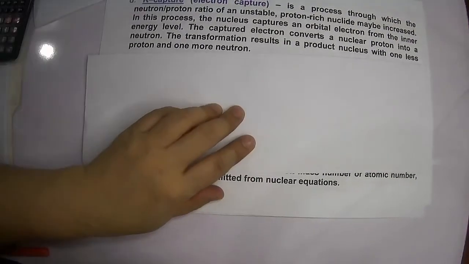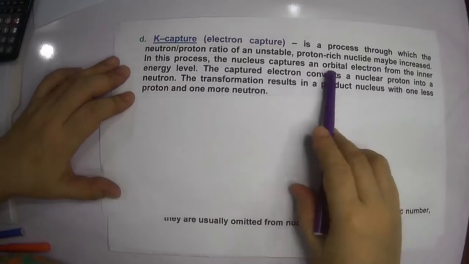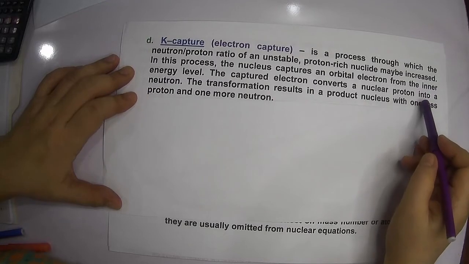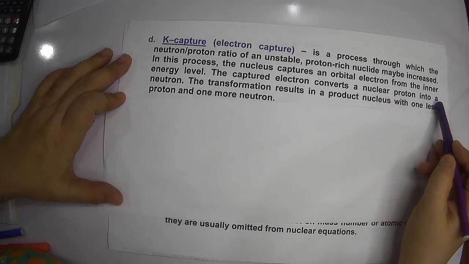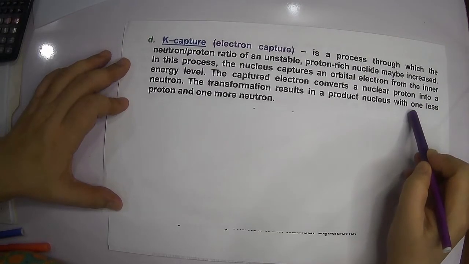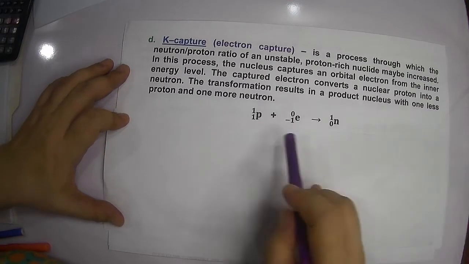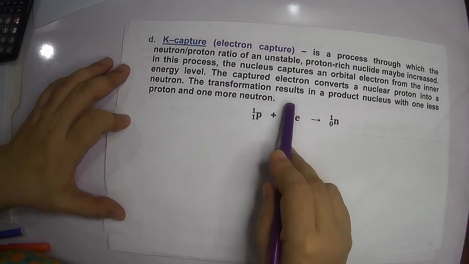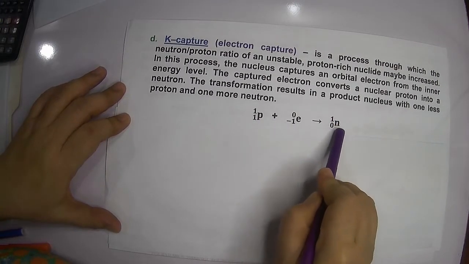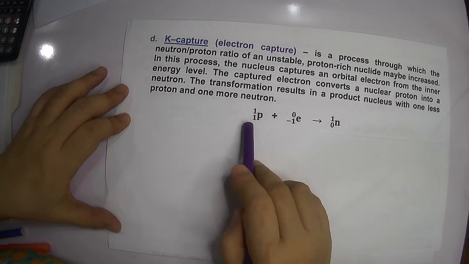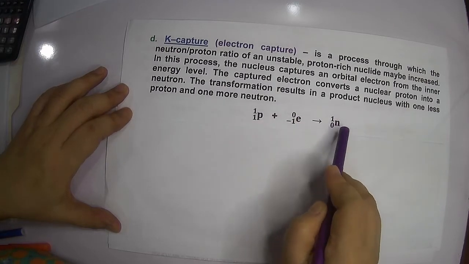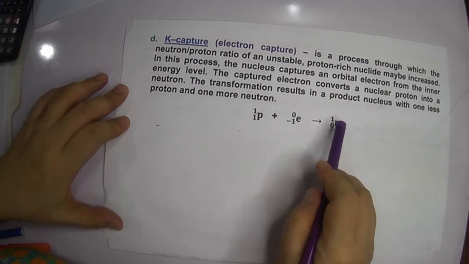So in this process, the nucleus captures an orbital electron from the inner energy level, which is the K energy level. The captured electron converts a nuclear proton into a neutron. The transformation results in a product nucleus with one less proton and one more neutron. So a proton captures a K electron and the proton is converted to a neutron. 1 plus -1 is 0 and 1 plus 0 is 1, which is the charge of 0 and mass of 1 for the neutron.